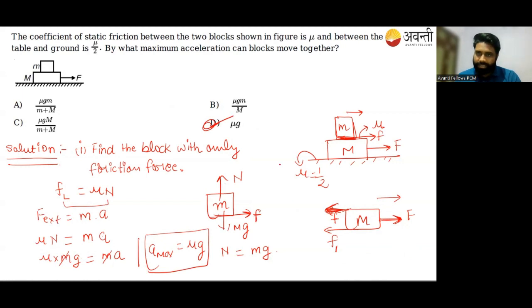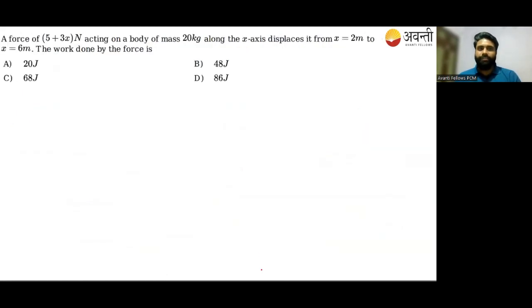In this type of question, what you firstly do is try to find out on which block only friction force is active. On the basis of that, we will decide whether the blocks move together or not, because the maximum acceleration that a block can have is provided by the limiting value of friction. Okay. So I hope you got this question. Now move on to the next question.